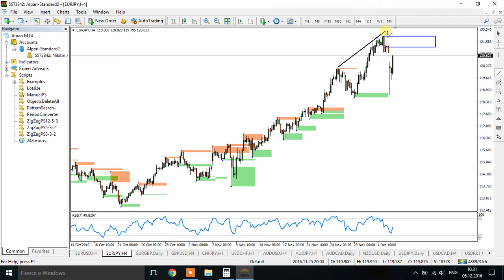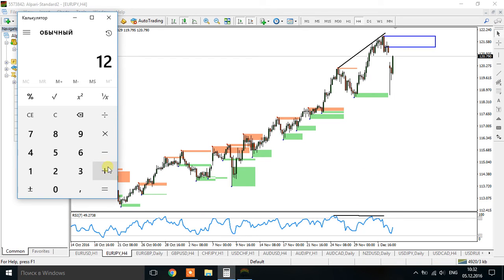Obviously, this high is moving to the upside. Yes, we have an uptrend. And here, we don't have that uptrend. We are moving to the downside, slightly moving to the downside. So we have a divergence. Another point to the total score.